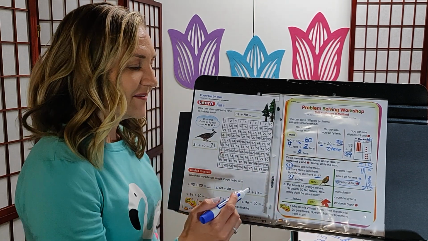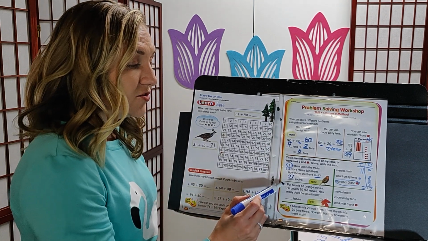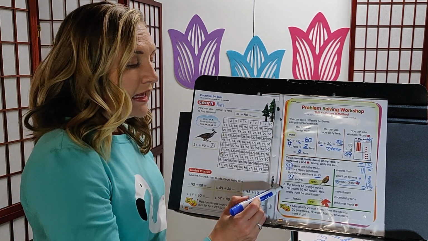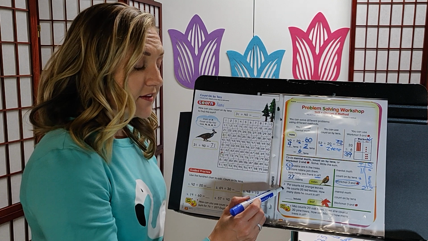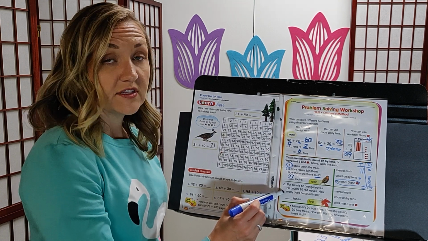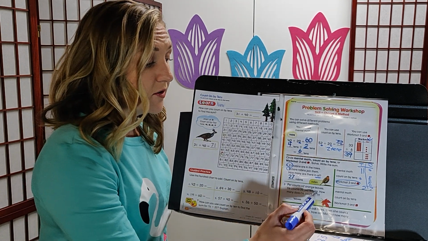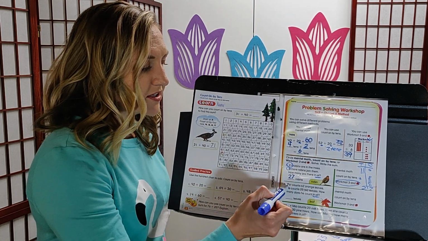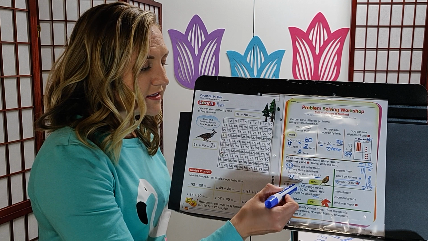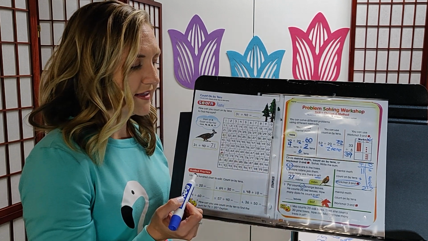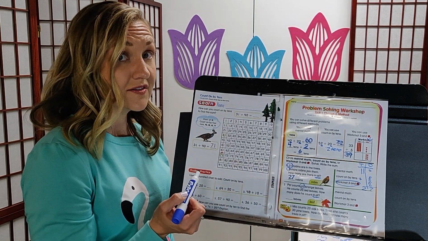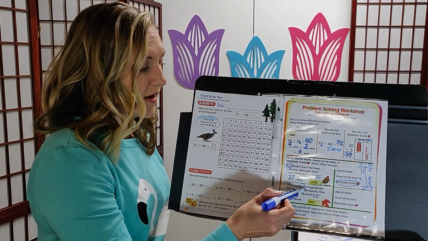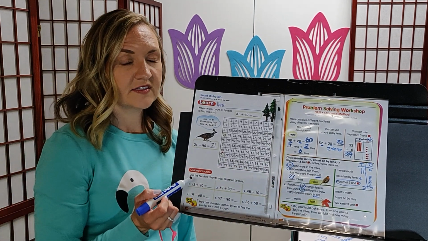Okay, let's continue with another one. Pat counts 62 orange leaves. He counts 20 red leaves. How many does he count in all? Well, I know in all means this is addition. And here are my numbers. I have 62 orange leaves and also 20 red leaves. Let's take a look.